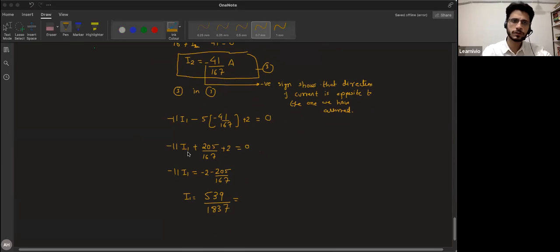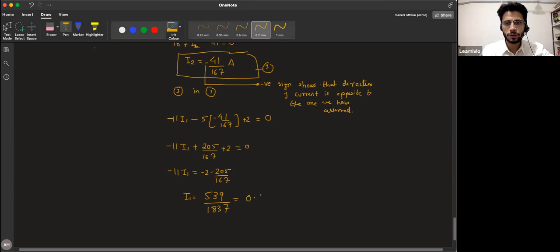I'm converting this into decimals. See, usually when you do questions of Kirchhoff's law, you get these type of absurd answers, so it's better to convert it into decimal. If I convert 539 divided by 1837, it's 0.2934. If I round it off, it comes out to be around 0.3 ampere.